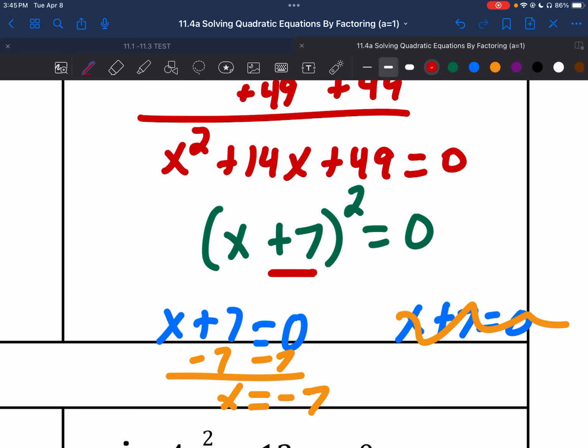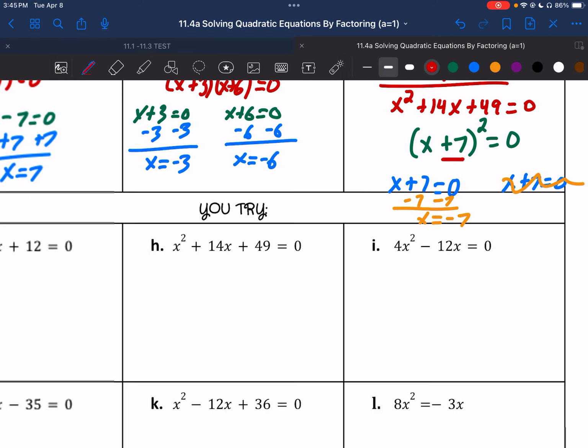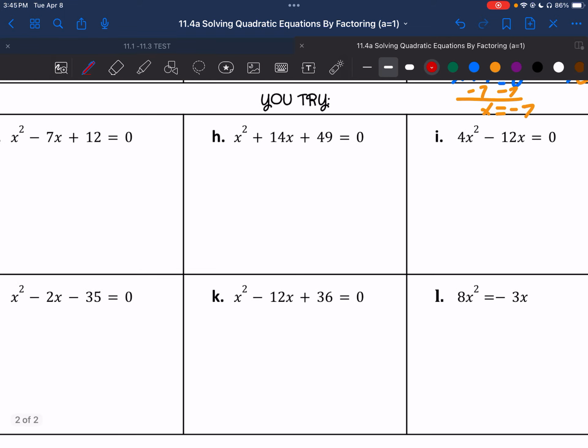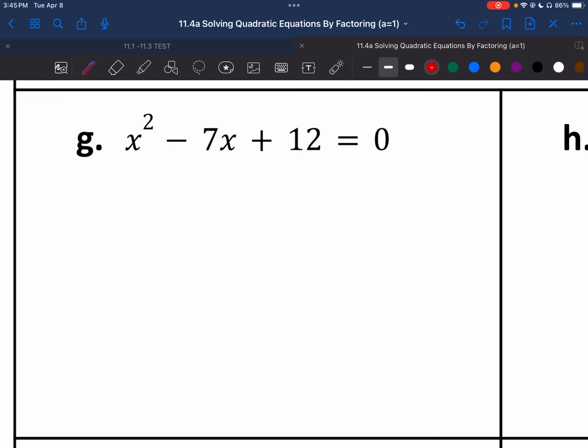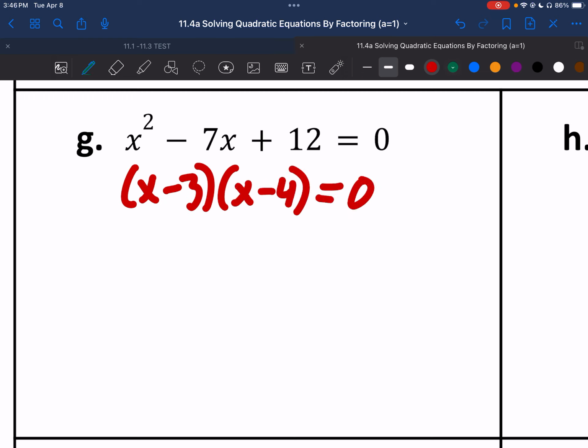All right, there are 6 U-try problems that I would like you to do on your own and then check your answers against mine. All right, letter G. We have x squared minus 7x plus 12. We're looking for factors of 12 that add up to negative 7. So both of them need to be negative because they need to multiply to a positive. So we're going to get (x minus 3)(x minus 4) equals 0. And we split them. x minus 3 equals 0. x minus 4 equals 0.